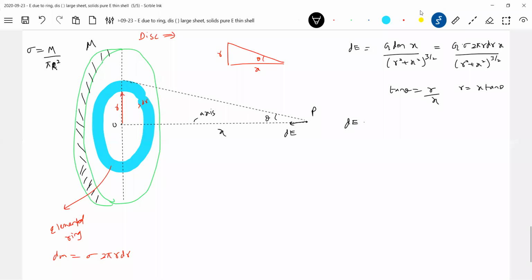You can ask questions. Sir, why didn't you assume two elements? See here, I think you must understand: the disk is made up of elemental structures, a ring. Due to a ring, already we know. So don't assume one ring here and one ring there. You have to assume a ring. We know the field due to a ring. If I integrate with small r varying from 0 to capital R, we'll get the field at this particular point P due to the total disk.